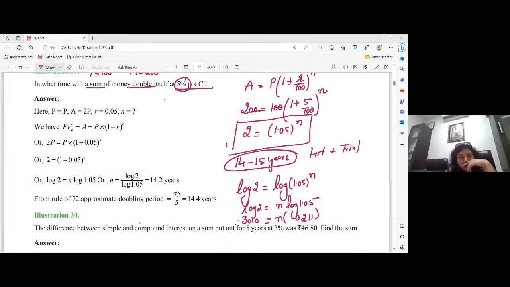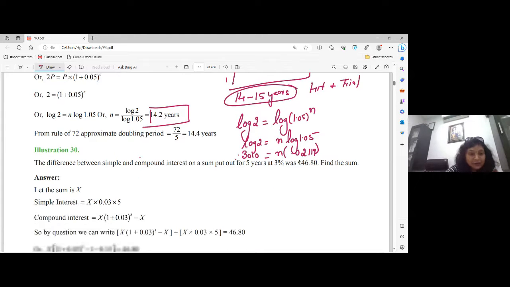0.0211. I think there may be some mistake. 2119. So if I say 0.3010 divided by 0.02119, that is equal to 14.2 years. So our answer is perfectly fine, 14.2 years. Fine. So this is the way you can find out.